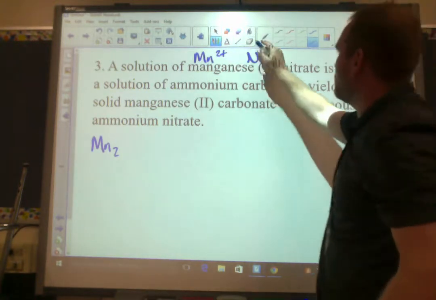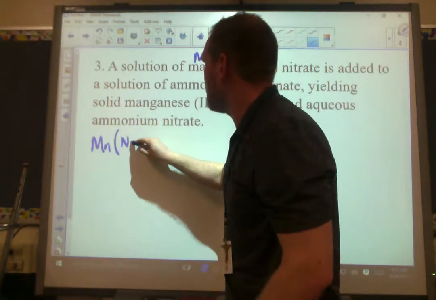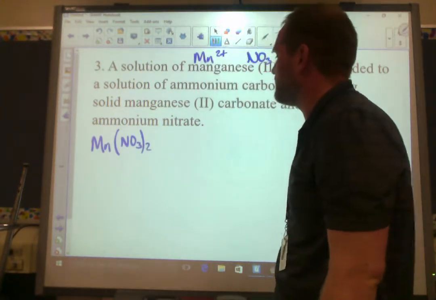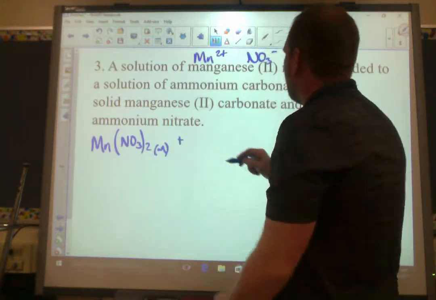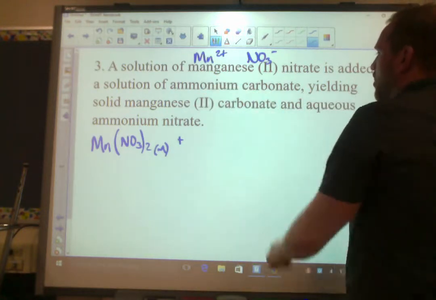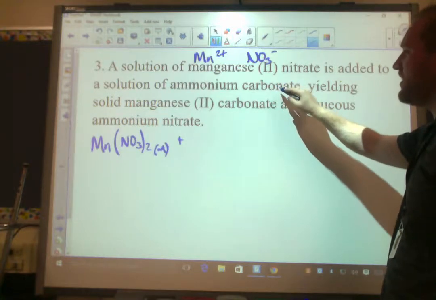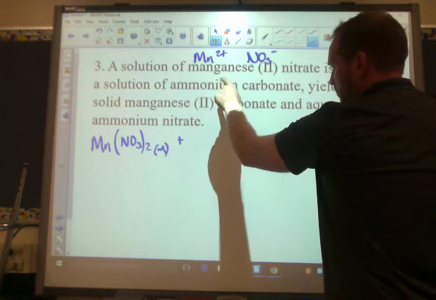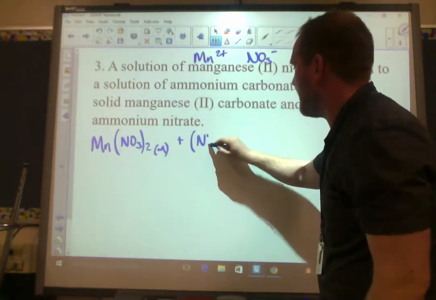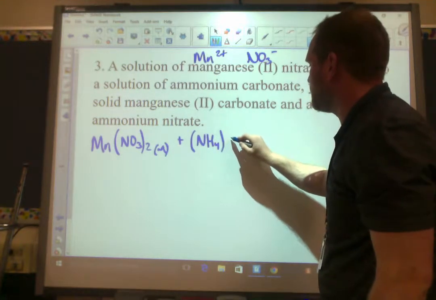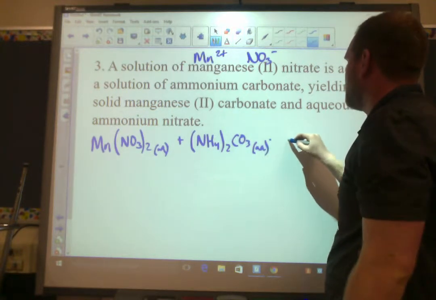So we crisscross the numbers, and we write Mn(NO3)2. And because it's a solution, we're going to make it aqueous. It reacts with ammonium carbonate. Ammonium is NH4+. Carbonate is CO3 2-. So we have 1 plus and 2 minus. We need 2 of these. Crisscross the numbers. It's going to be (NH4)2CO3, and since that's a solution, we write aqueous.